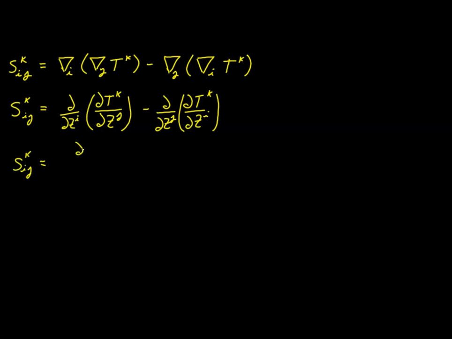So here we've got the second partial of tk taken first with respect to zj, then with respect to zi, and the second term is the second partial derivative of tk taken first with respect to zi this time, and then with respect to zj. Of course, you know that the order of differentiation in this case does not matter. The result of each of these two operations will be identical, so this expression is going to be equal to 0 in Cartesian coordinates.